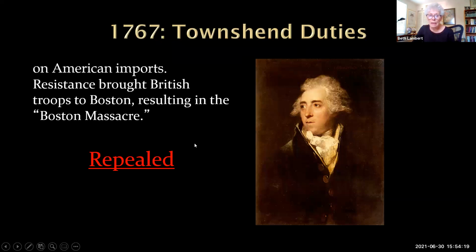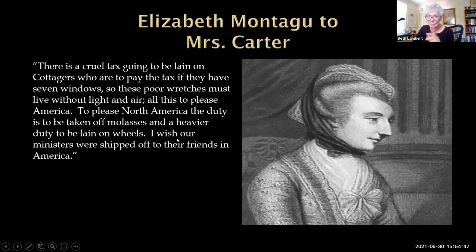Then came the Townshend duties on American imports. The resistance to this one brought British troops to Boston and resulted in the Boston Massacre. This was the big one then, and it was repealed. So all of these, when they list, well, they gave us the Stamp Act, they gave us the Molasses Act, and so on. These were repealed. There was one that was not, which we'll get to in a minute.